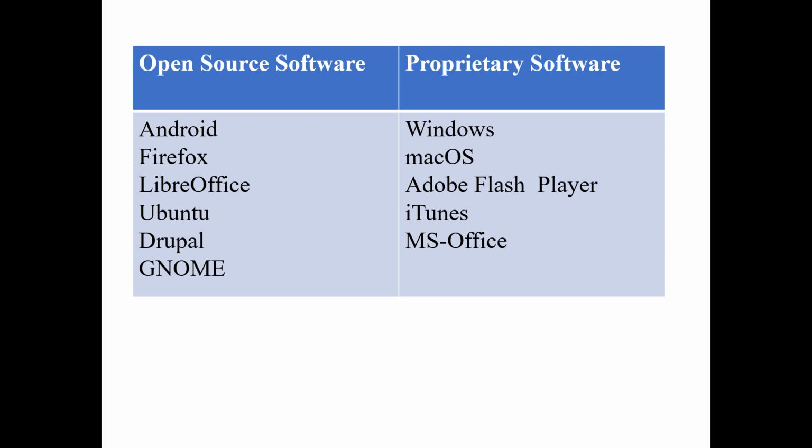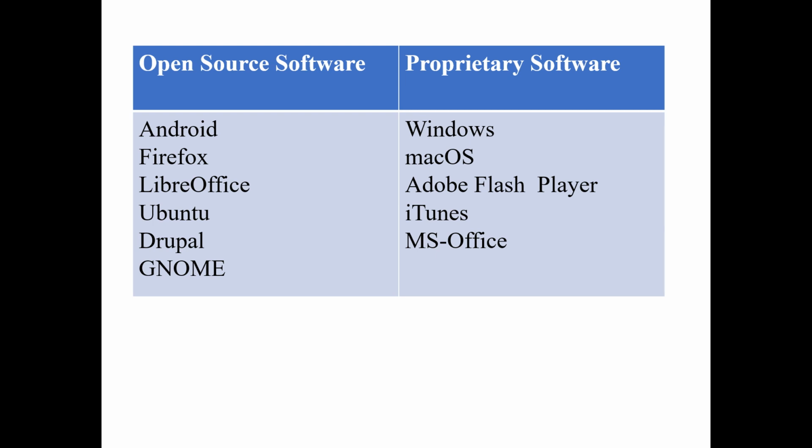In the case of proprietary software, for Windows you have to pay and get a license to use Microsoft Windows. Mac OS, we all know, is proprietary software. Adobe Flash Player we can use, but of course it is not free. iTunes comes along with Mac OS and Windows. And we all use Microsoft Office, which is absolutely proprietary software. You cannot even see the source code of Microsoft Office. You cannot modify, customize, or enhance it. So these are the basic differences between open source and proprietary software.